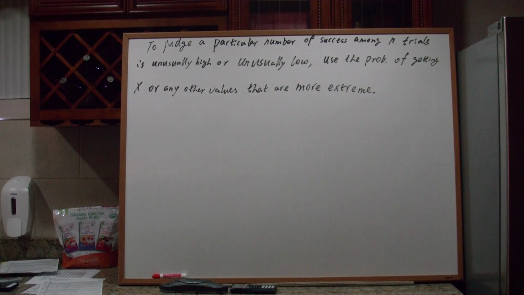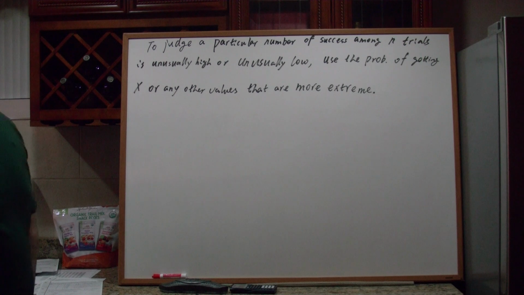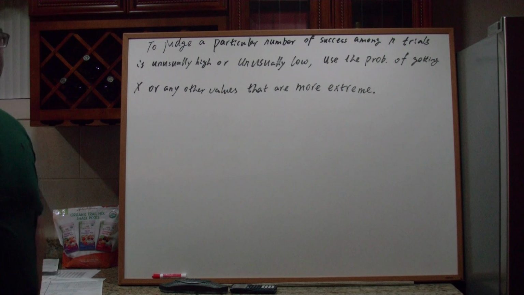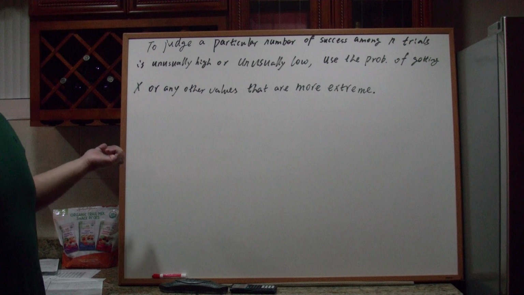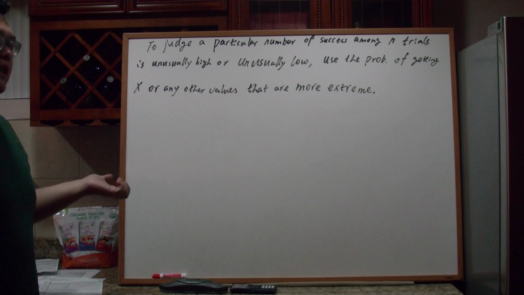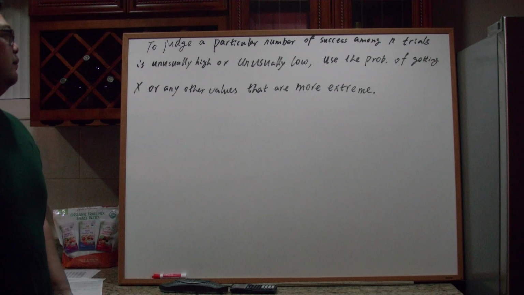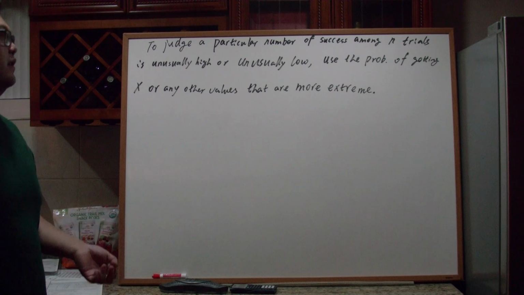Try to see if it is unusually high or unusually low. We use the probability of getting it or other values that are more extreme. To see if 17 boys out of 20 kids is unusually high, we use the probability of getting 17 or 18 or 19 or 20, or getting 17 or higher.